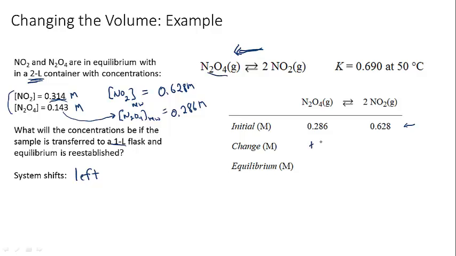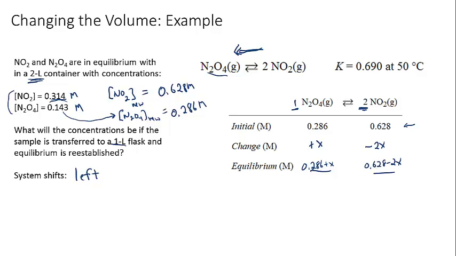So we're going to make X moles of this. And different from last time, 2 moles of NO2 are going to react for every 1 mole of this, so this is going to be minus 2X. So at equilibrium we have 0.286 plus X and 0.628 minus 2X. Those are our equilibrium concentrations in terms of the initial concentrations and X.